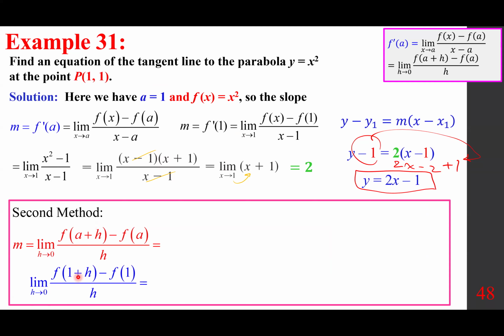The limit of f of 1 plus h minus f of 1 over h as h approaches 0. So f of 1 plus h is 1 plus h squared. What is f of 1 we already know. And so all you have to do is square this one. You want to simplify this expression, okay? So this is 1 plus 2h plus h squared.